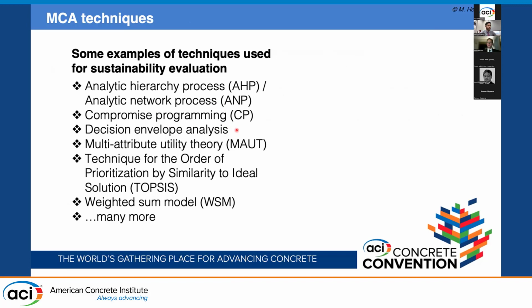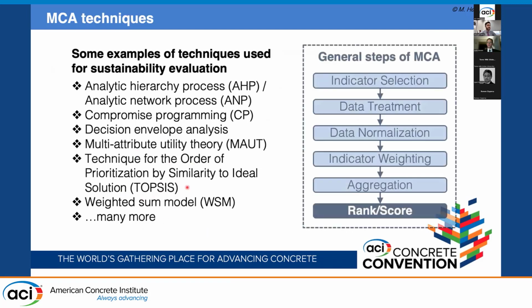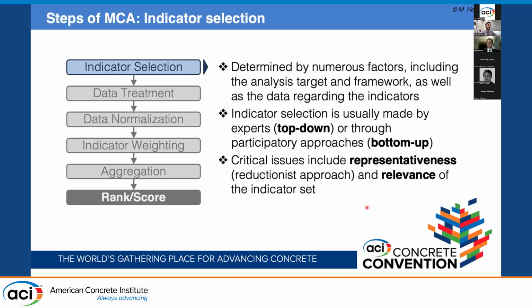Compromise programming, decision envelope analysis, multi-attribute theory. TOPSIS is also used, and we can see a lot of examples of using TOPSIS for sustainability evaluation. There are, of course, many other options. However, in general, we can say that the steps of the MCA are like this. We have indicator selection, data treatment, data normalization, indicator weighting, aggregation, and then an output, which would be a rank or a score of these different alternatives. So we're going to take a look at each of these steps.